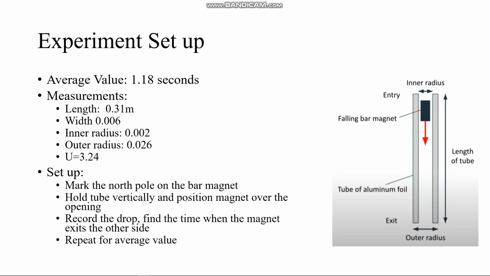Once I repeated this about 4 times and took an average, I got about 1.18 seconds. And then the measurements that I got were: the length of the tube, 0.31 meters. The width of the tube, 0.006. The inner radius, 0.002. And the outer radius, 0.026. And then U, which is the magnetic dipole moment, I reused from lab 3, which I found to be roughly about 3.24.